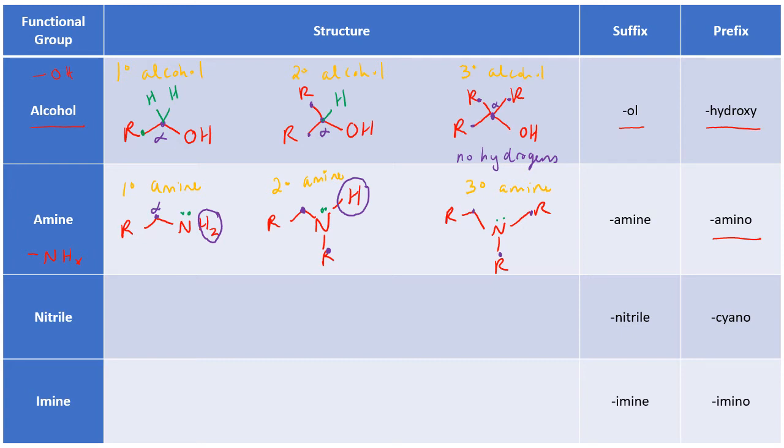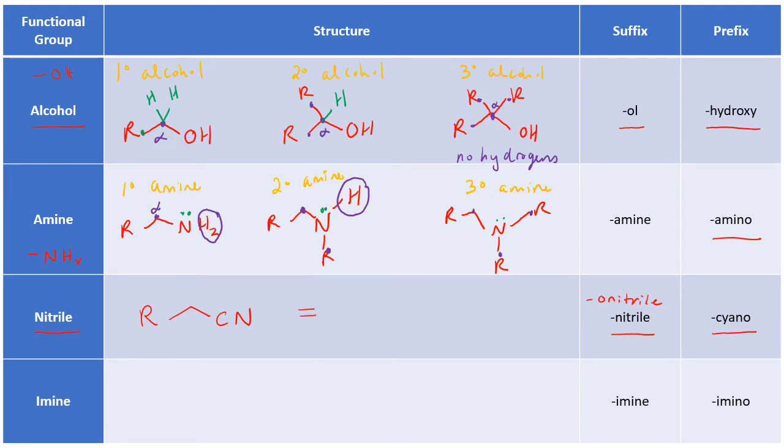Next, we have a nitrile, and this is another nitrogen-containing functional group. The suffix for nitrile is nitrile. Sometimes it's written as o-nitrile, and we will cover these later. If it's listed as a prefix, it's called a cyano group. So a nitrile is when you have your carbon chain, and it's bonded to a CN group.